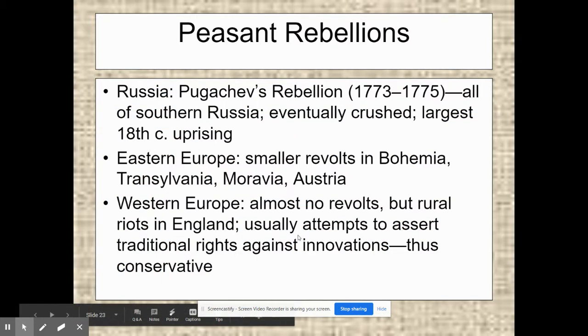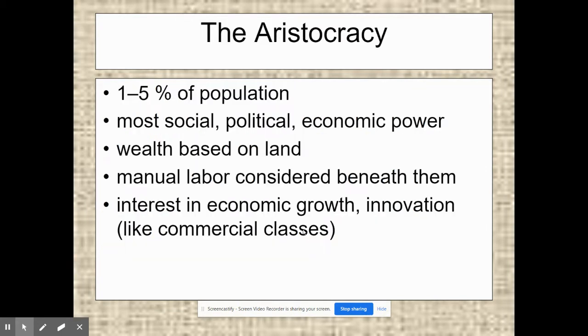There are going to be rebellions. We talked about the Pugachev Rebellion that took place in 1773 in Russia, put down by Catherine the Great. There will also be other uprisings in Bohemia, Transylvania, Moldavia, Austria. In Western Europe, though, there aren't any revolts for the simple fact that you could leave, right? There are riots over prices and stuff, but there's not that social class thing there anymore that keeps it in place.